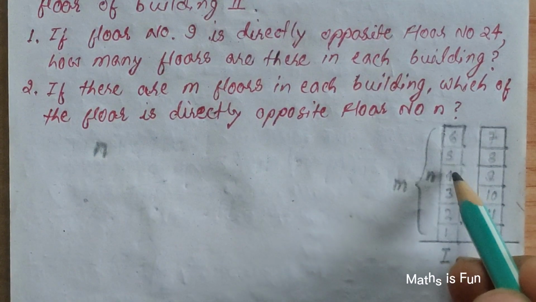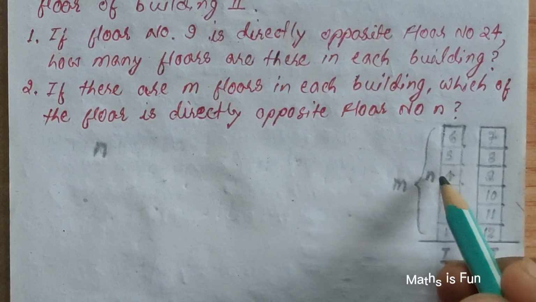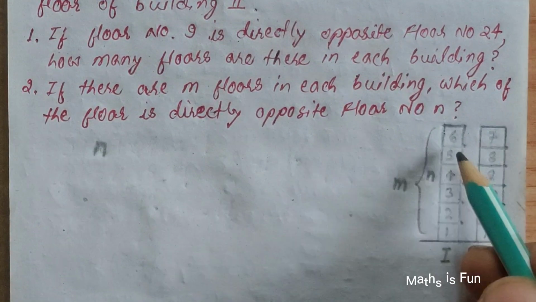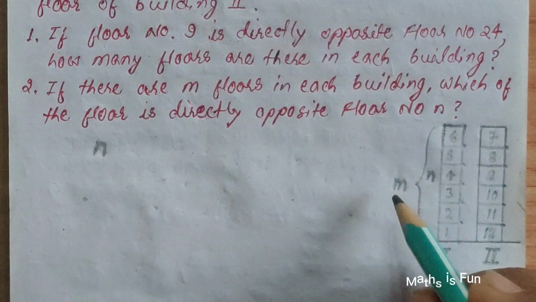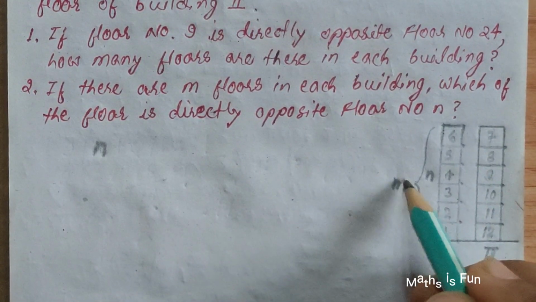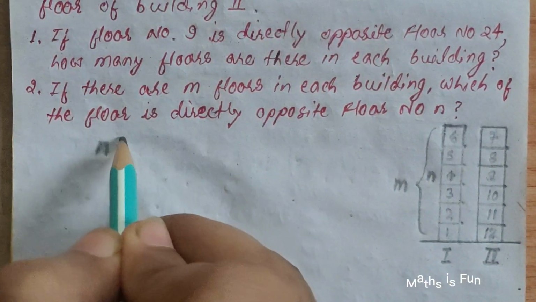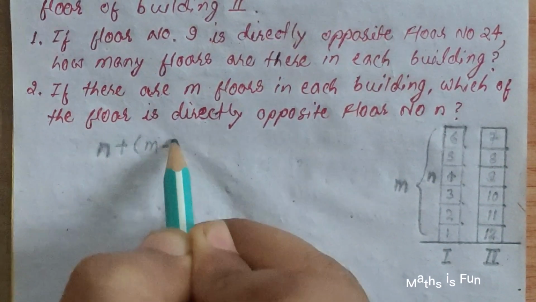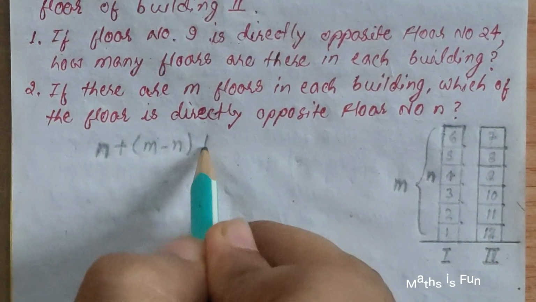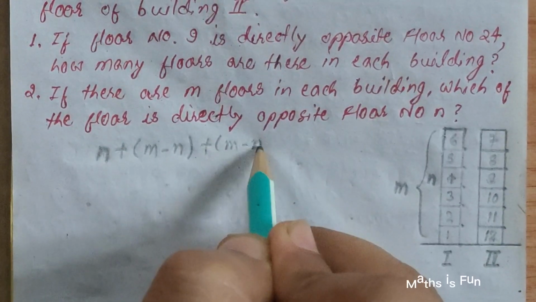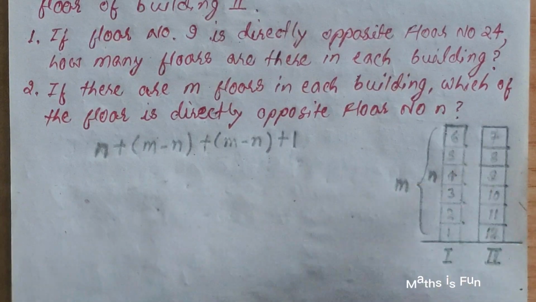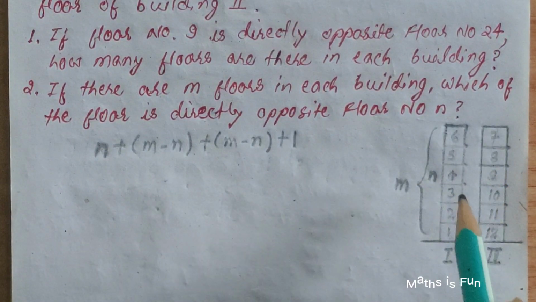and we need to find out how many floors are just above this n. We do not know how many floors are just above this n, but we are given the number of floors in this building, that is m. So the number of floors just above n will be m minus n. So we can add plus m minus n. Again we can add m minus n for building number 2, and then we can add 1. This formula will give us the floor which is directly opposite to floor number n.